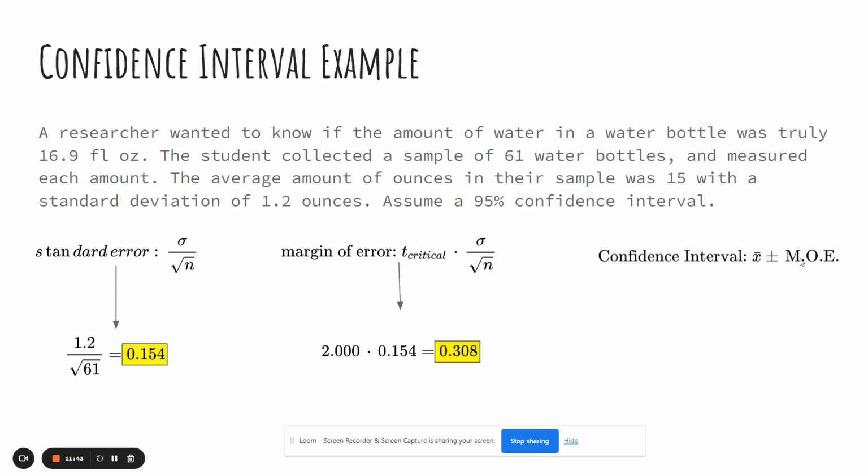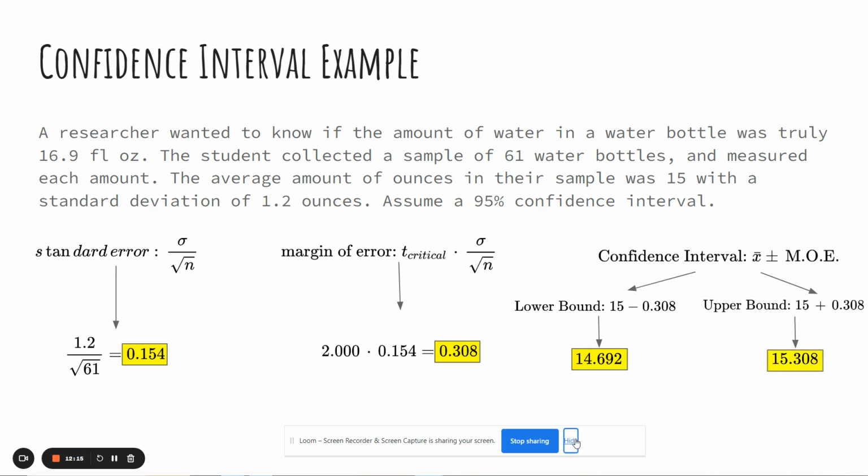So the confidence interval, I ran out of room, so I couldn't write margin of error again. That's why I wrote MOE. But MOE is margin of error. So the confidence interval is the sample mean plus and minus the margin of error. The lower bound, or the smaller number, is the sample mean, which was 15, minus the margin of error. The upper bound, or bigger number, is 15 plus the margin of error. So we have the lower bound, which is 14 and change, the upper bound, which is 15 and change.